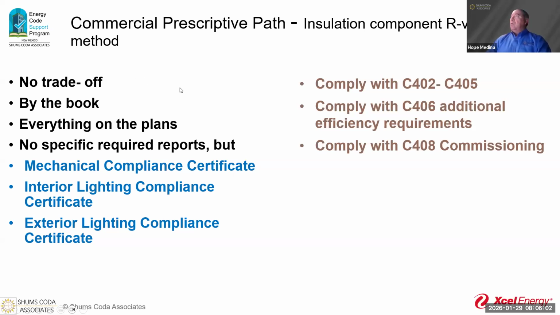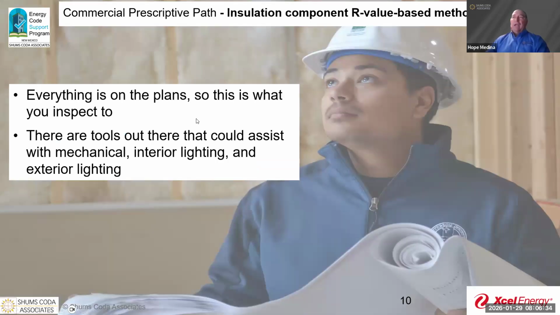When we use this, we have to remember that we have to comply with C402 through C405 out of the tables for all of our insulation and fenestrations. We need to comply with section C406, and we have to comply with C408 for commissioning. Now, C406 is the one that's got our additional efficiency credits on it. So we need to make sure that we have that on the plans as well, how we're getting those. Again, everything's on the plans. This is what you inspect to.